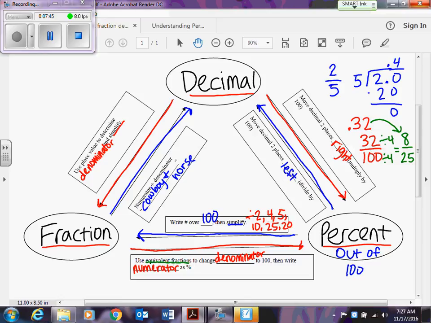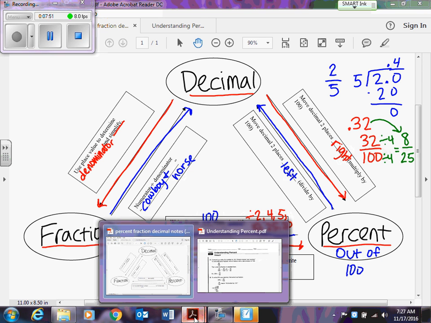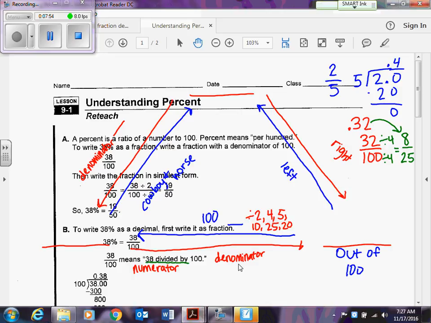All right, so that's how we go between the 3 forms. Make sure this gets glued into your spiral. Let's check out your worksheet now. Looks like this.